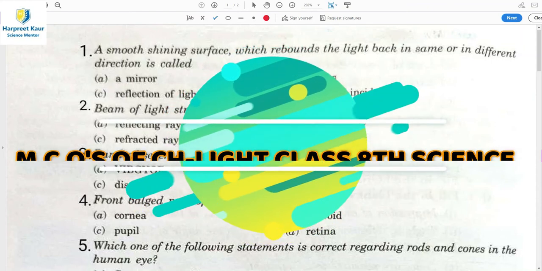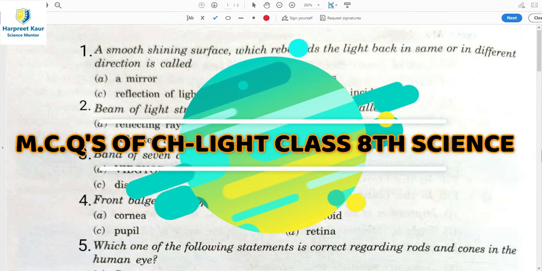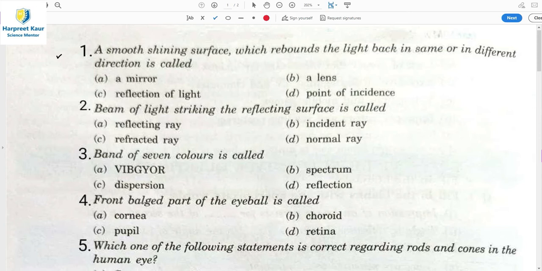Hello students, today we will start MCQs of chapter light. So before starting with this chapter, just revise the terms and definitions of this chapter.